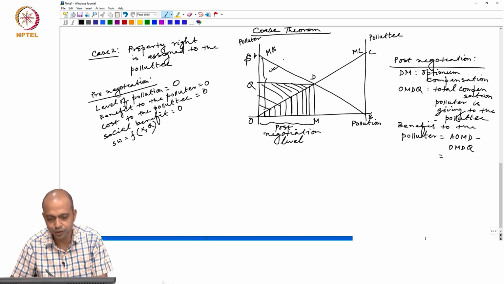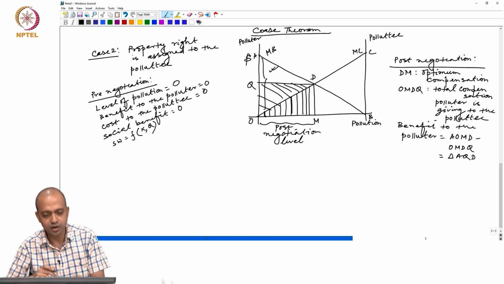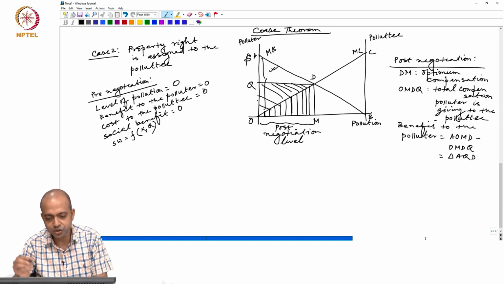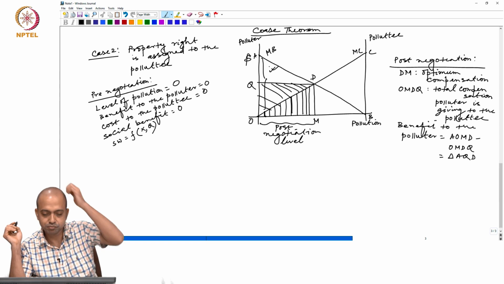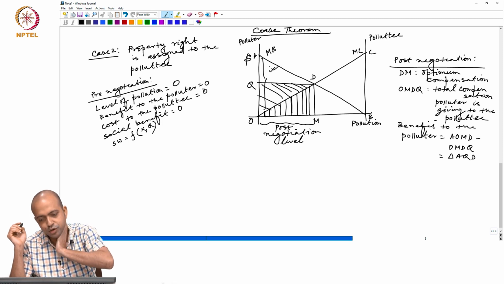What is the net benefit then? This is the net benefit, triangle AQD. So, total was this much, out of which this triangle amount is going for compensation. This is the net benefit. Okay. What is happening to the pollutee?